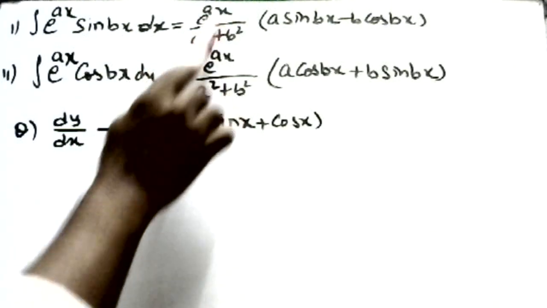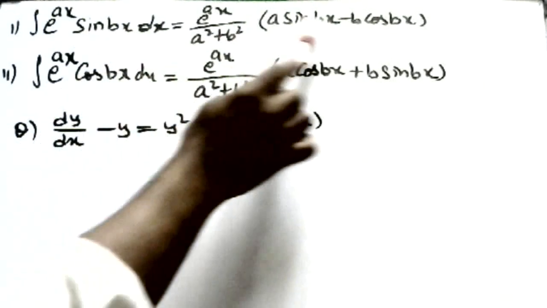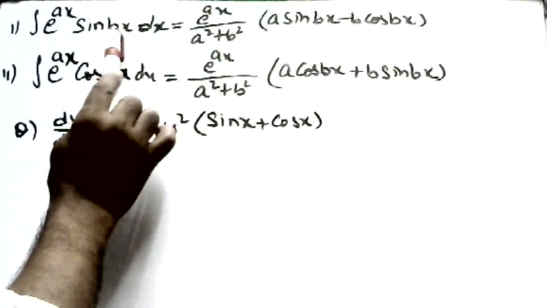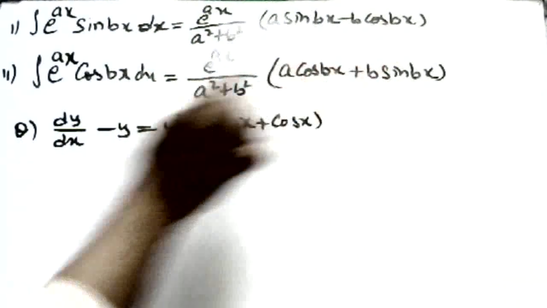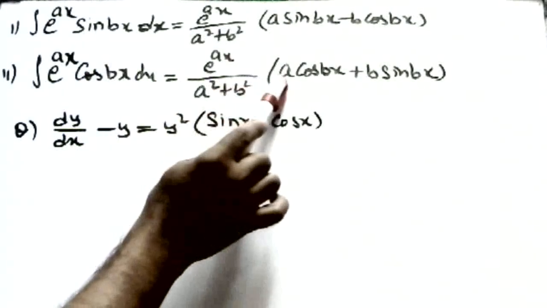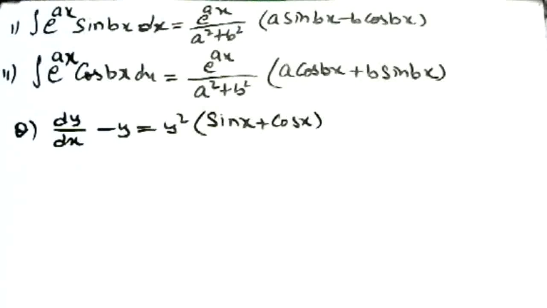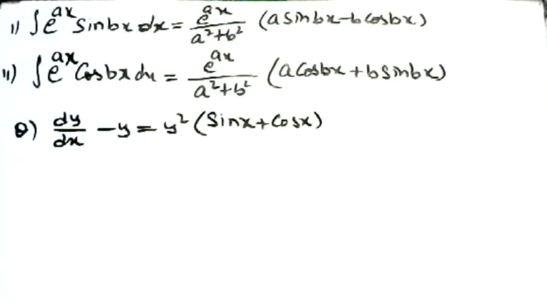How to memorize this? You see, this term is the same in both: e power ax by a square plus b square. When we have the formula of sine, it will be minus. The formula of cos will be plus. In the formula of sine, we start with a sine bx minus b cos bx. In the formula of cos, we start with a cos bx plus b sine bx. Keep something like this in memory to remember this, okay? So let me start now.